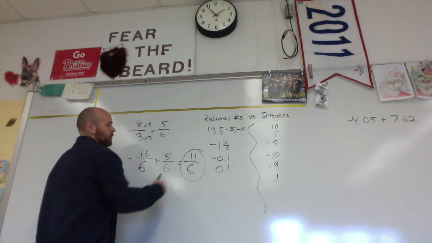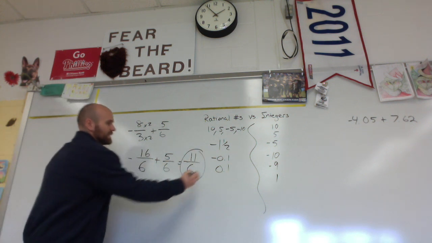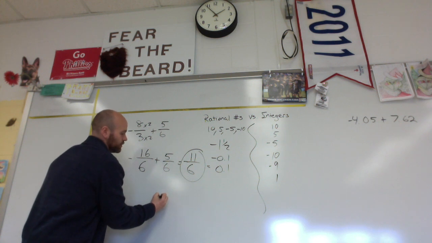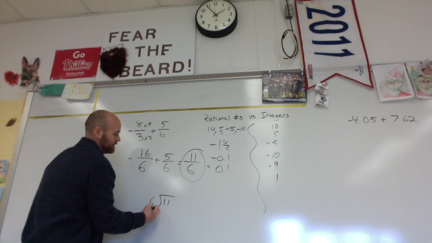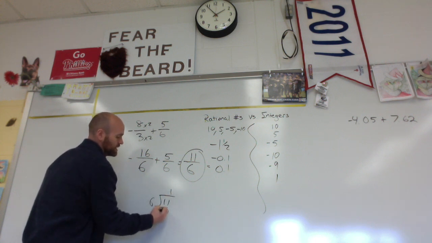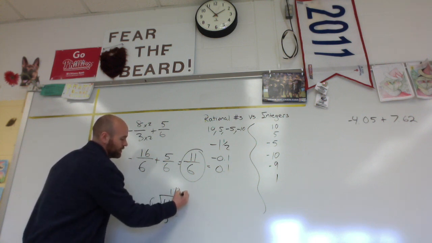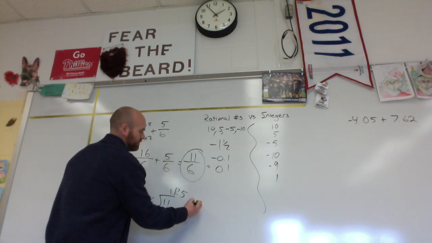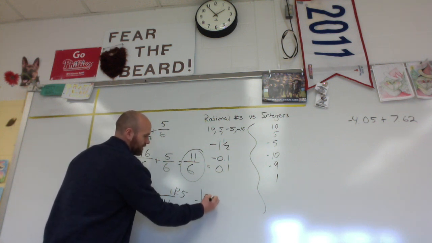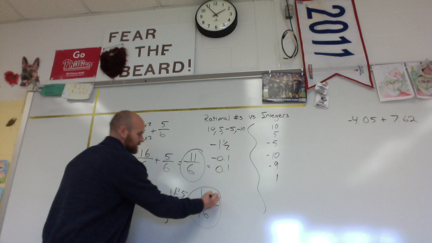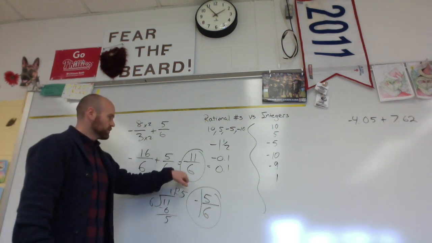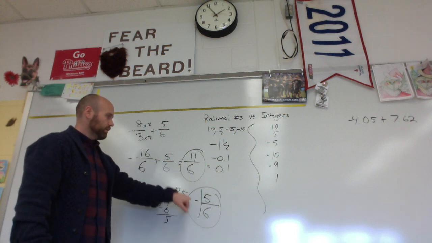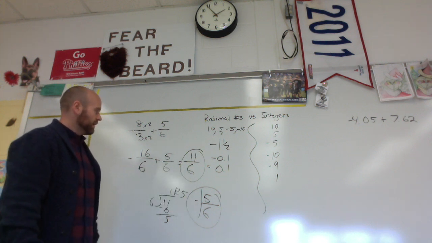So negative 11 over 6, and I can reduce that. We could divide: 11 divided by 6. 6 goes into that one time. I'm left with a remainder of 5. And we have -1 and 5/6 as our final answer. Okay? So we can reduce this or simplify it, whatever you want to call it, to -1 and 5/6.